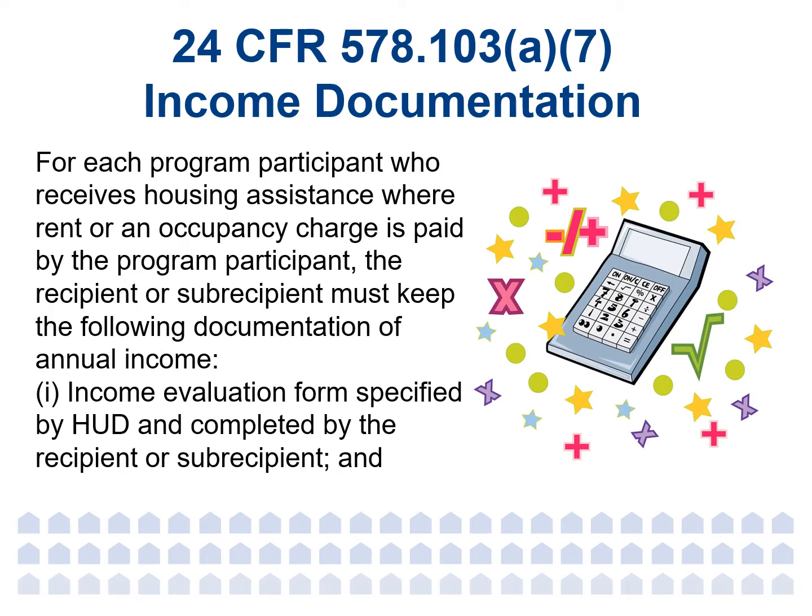So now that we've reviewed what income is and when it must be evaluated, let's look at HUD's documentation requirements for participants in housing programs found in 24 CFR 578.103(a)(7). Although HUD does not explicitly require the same documentation for street outreach and shelter, as a community, we need to be evaluating income in the same manner across programs, since it is a performance measure that is reported to HUD and used in large group scoring.